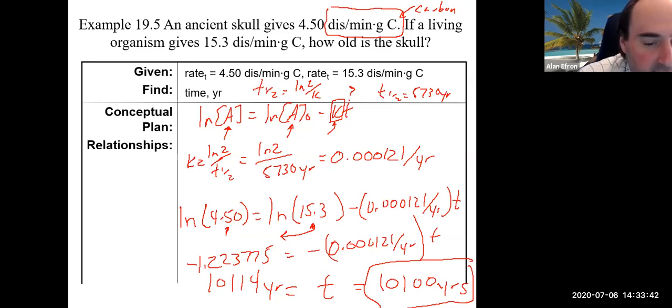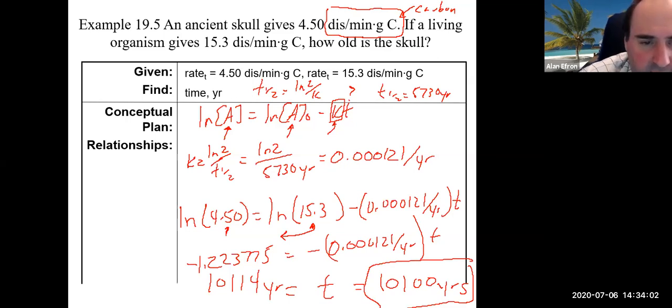Any question on that calculation? So very much like the other ones we're doing, except here you can use some type of unit of radioactive decay, like in this case, disintegrations per minute per gram of carbon. Any questions on that?